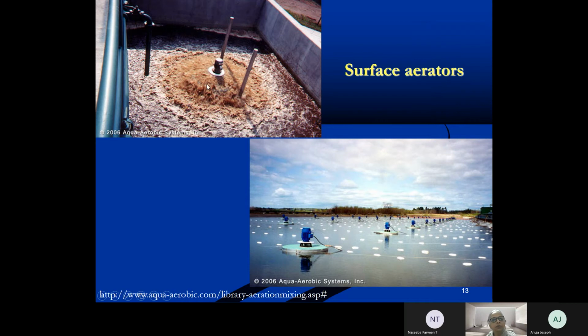This is another example of a turbine aerator. It has been tethered to the tank at four ends, and you can see how much turbulence it's creating, and that is the way to bring oxygen into the tank. These are the same turbine aerators when they are not operating. So you can see the large number of aerators in the tank when they are not operating.